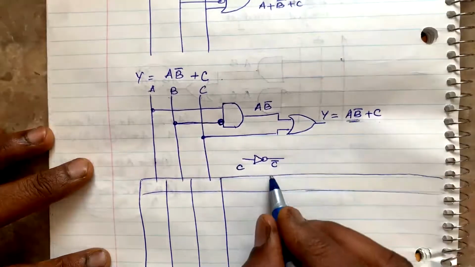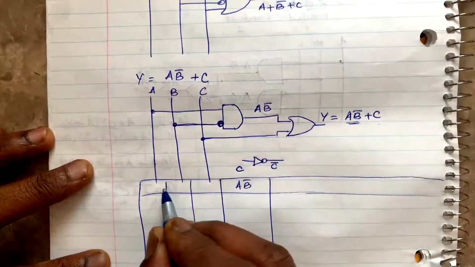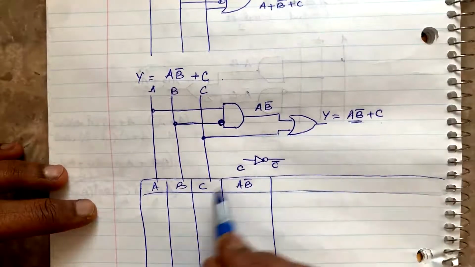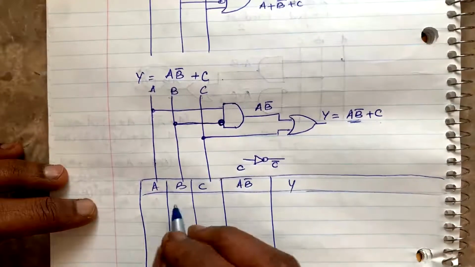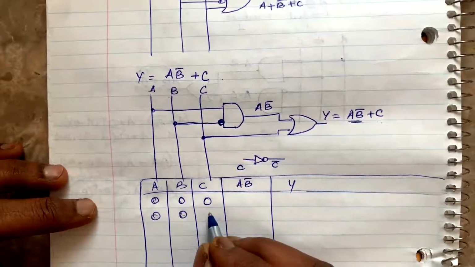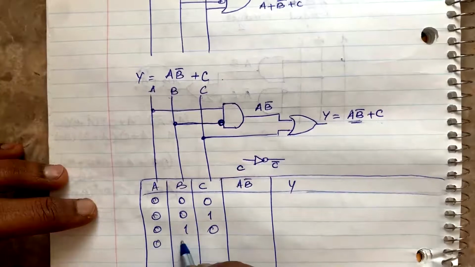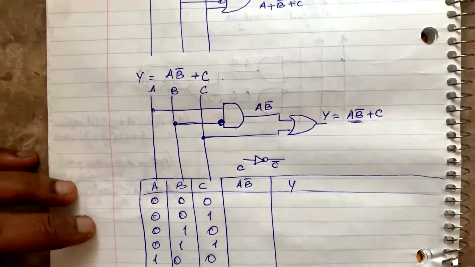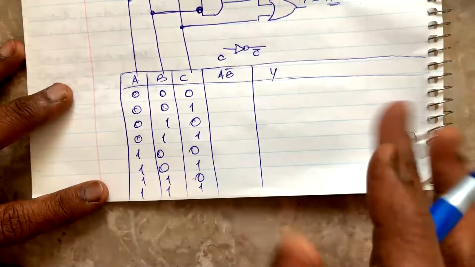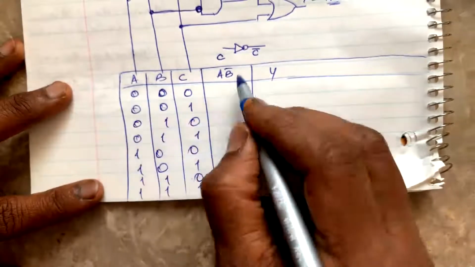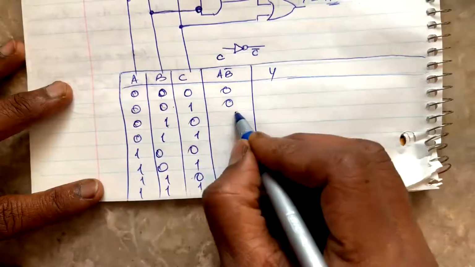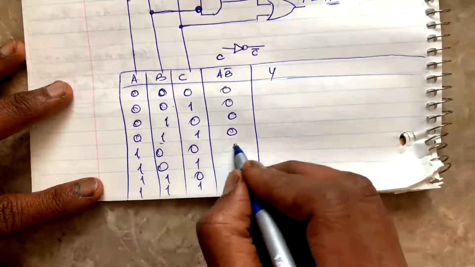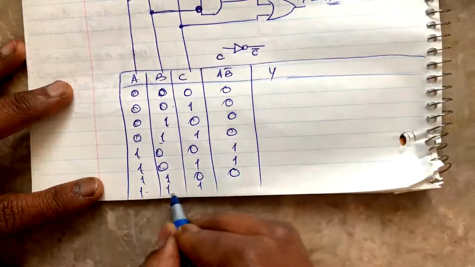Like you have A, B bar, so have A, B bar, A, B, C. If you want, you can have one column for B bar, in this case, so that you won't make any mistakes. And here y. Okay, so the 8 combinations possible are 0, 0, 0 to 1, 1, 1. Now A B bar, I have to read B opposite.